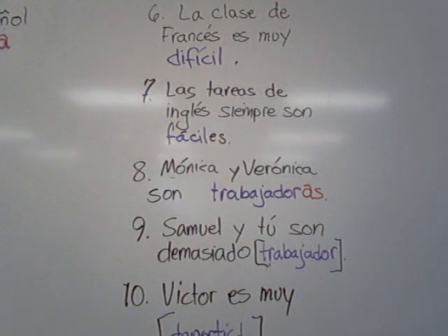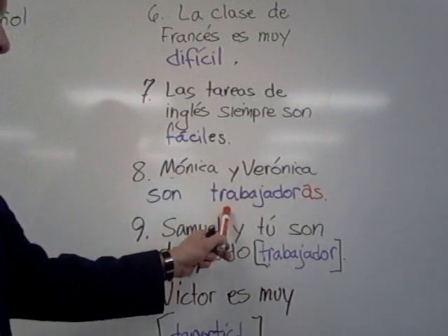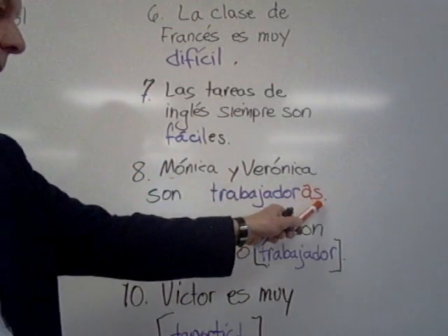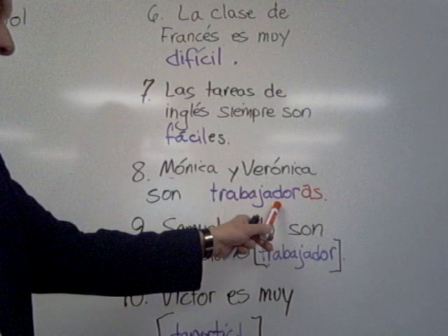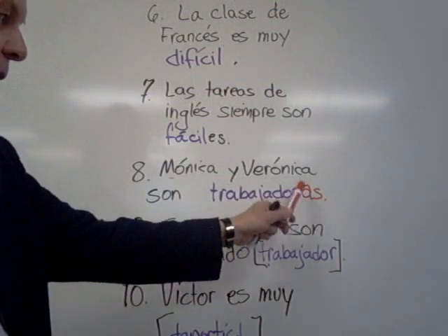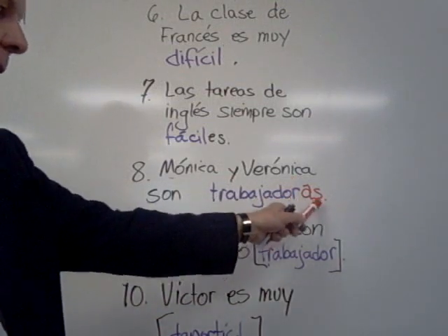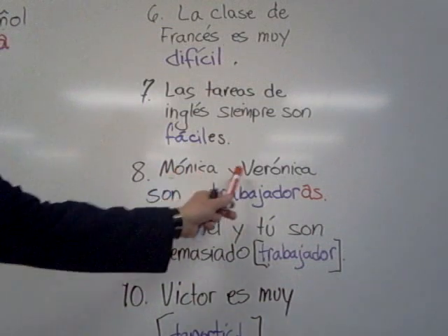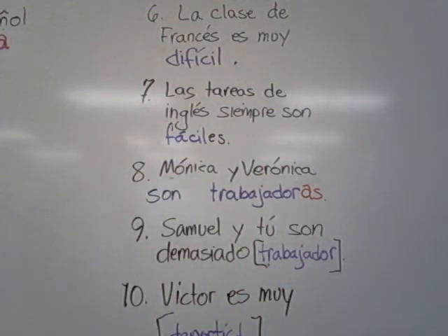Number 8, Mónica and Verónica son trabajadoras. Oh, these are both girls, and so we have to change it to the A-S. Remember, trabajador is masculine. We have the A for the girl because it ends in an R, and then the S there because we have two girls right here. Mónica and Verónica are hard working.